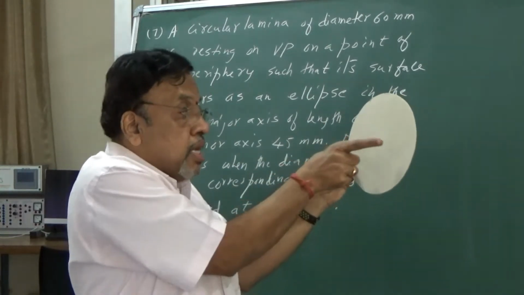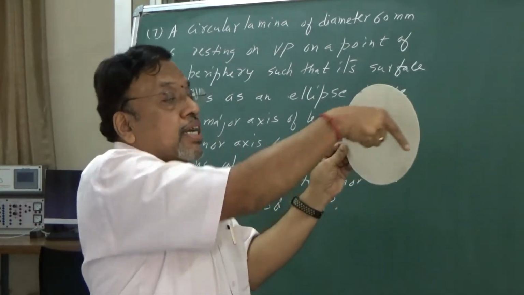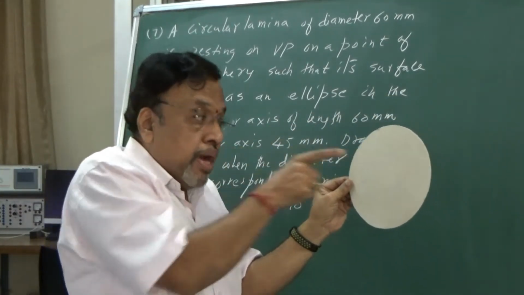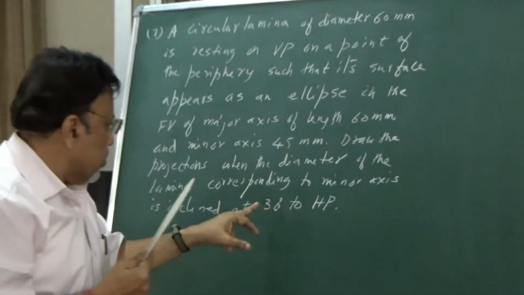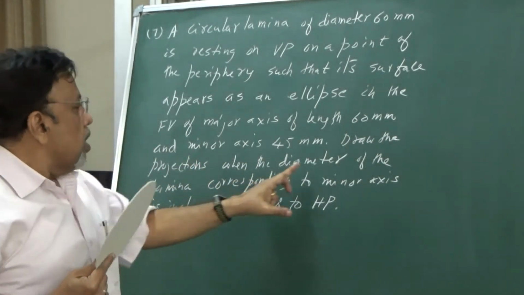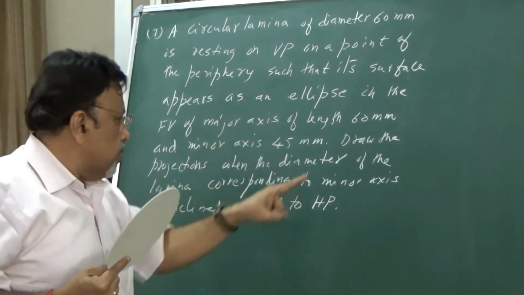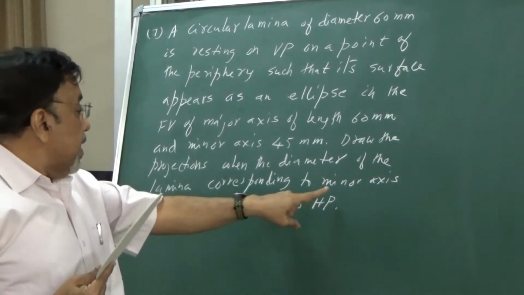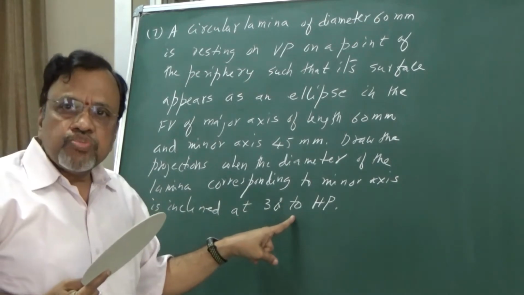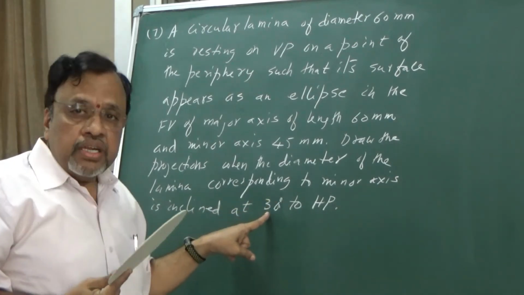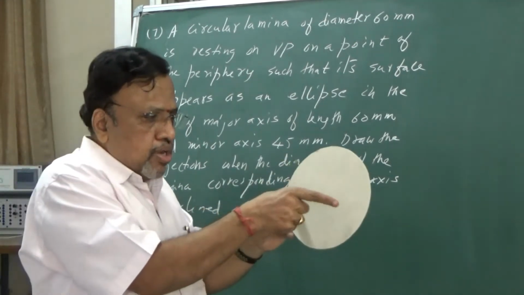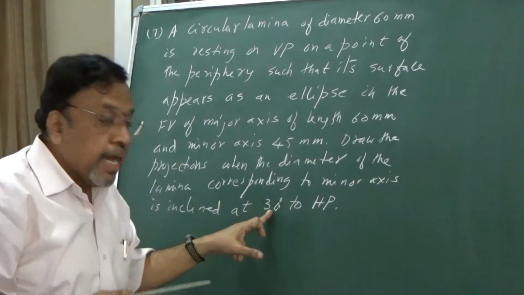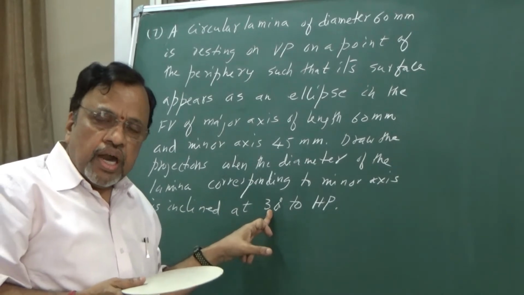In the third stage, I have given that this minor axis is inclined at a particular angle to HP. The diameter of the lamina corresponding to the minor axis is 30 degrees to HP. That means the minor axis itself is inclined 30 degrees to HP. So what do you mean, the minor axis is inclined? Anyway, your minor axis is your apparent length.